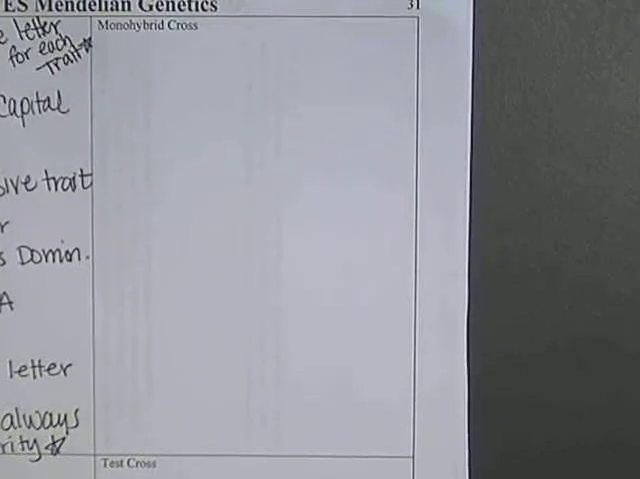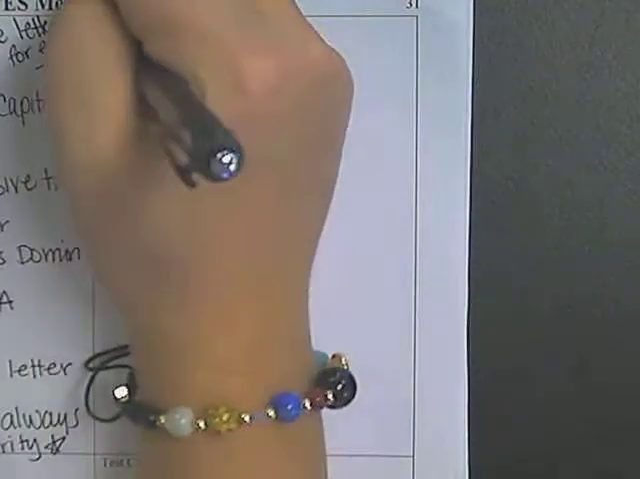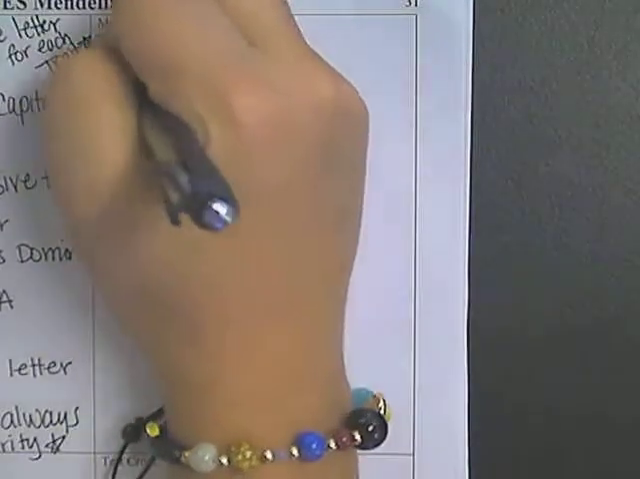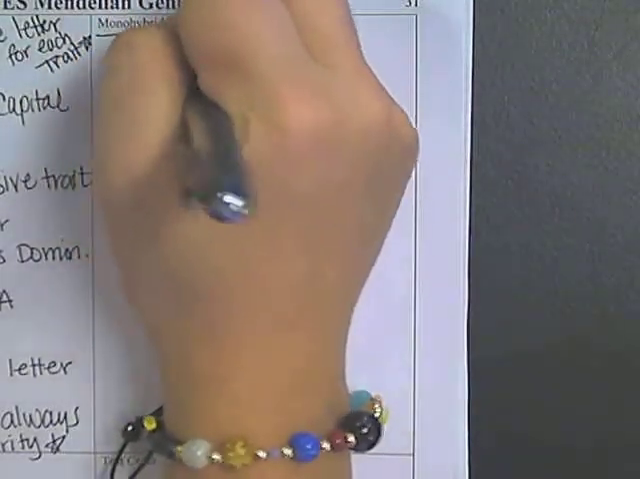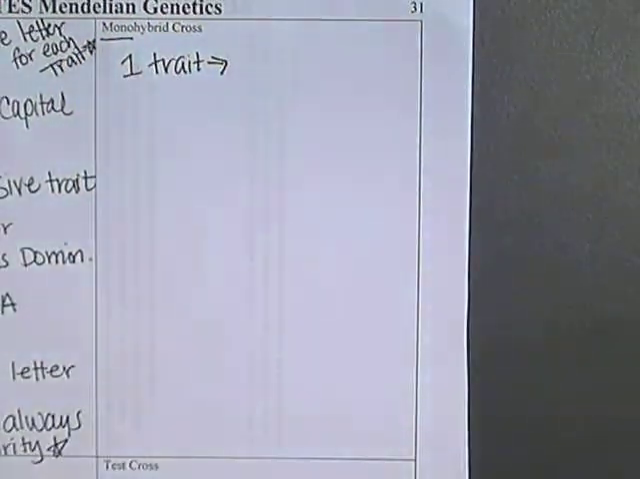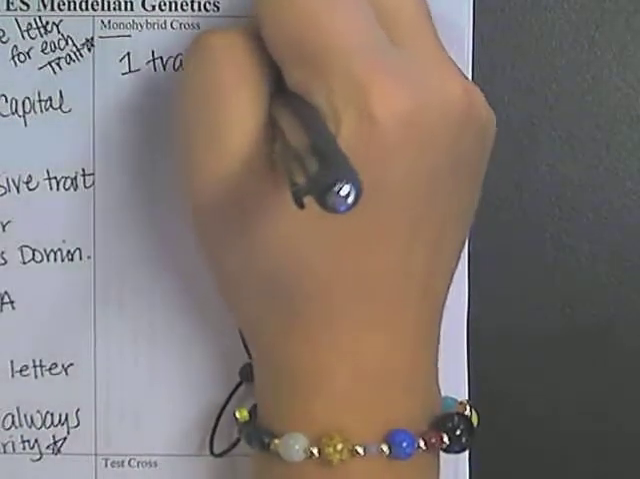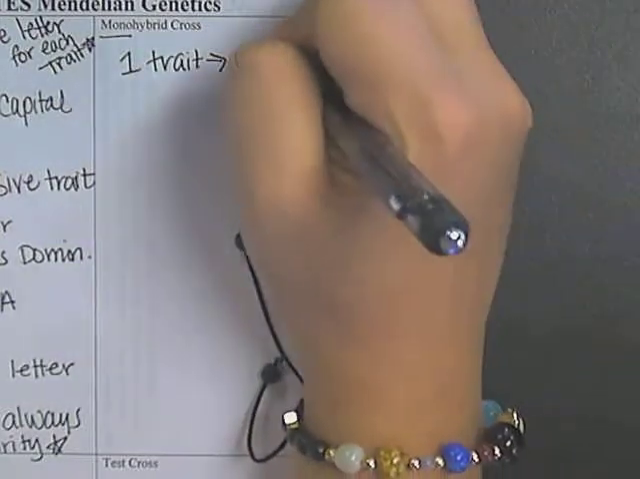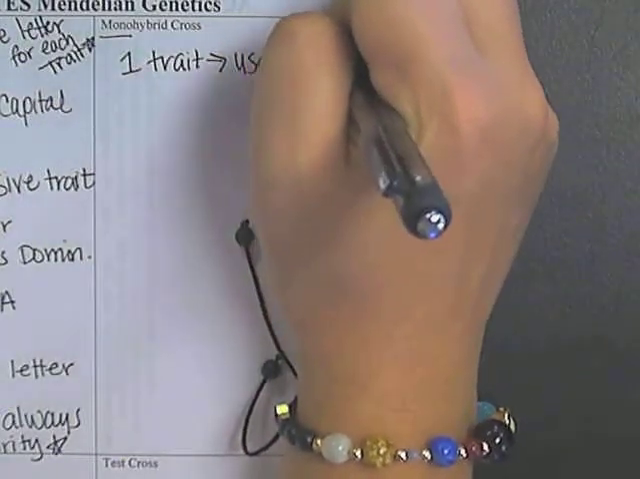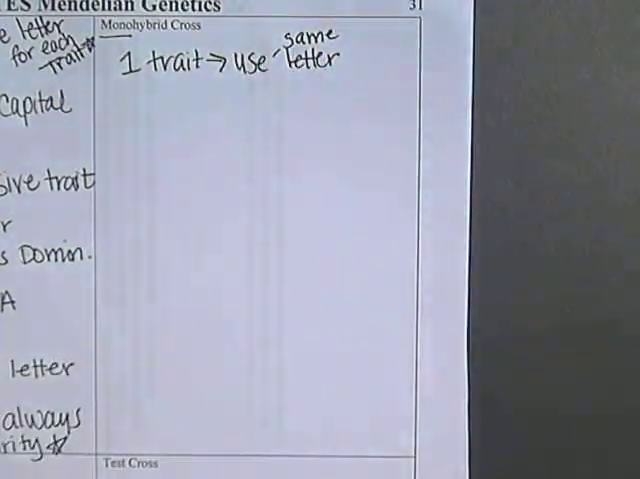Hey everyone, this is the Mendelian genetics notes on monohybrid crosses. With monohybrid crosses, the word mono means one, so in this case you are testing one trait and one trait alone. So please make sure you are using the same letter for both your dominant and your recessive. Use the same letter for your dominant and your recessive trait.